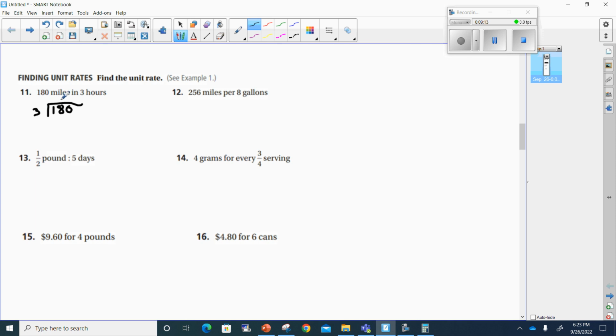3 goes into 18 6 times. Leaves me with a 0 here, which I have to fill. So that's going to be 60 miles per hour.